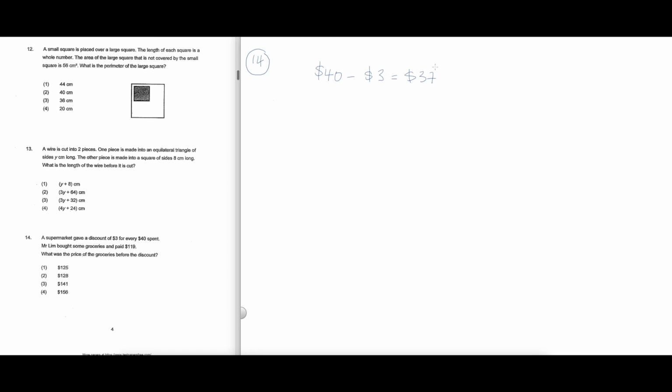Okay? Discount means you don't pay the full amount of money. Okay? They're selling it to you at a cheaper price. Alright? So, Mr. Lee bought some groceries and paid $119. What was the price of the groceries before the discount? So, how many sets of $37 are there? There's one way to do this question, which is to take 119 divided by 37. But y'all are in primary 6. I don't think dividing by 37 is something that is very easy for you guys. So let us list out the 37s, okay? So, 37 plus 37 equals to, let's do it together, 74. Okay? So, let's take 74 plus another 37. Let's see what we get.